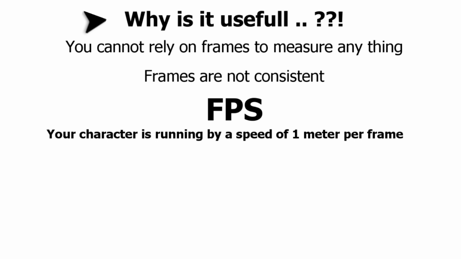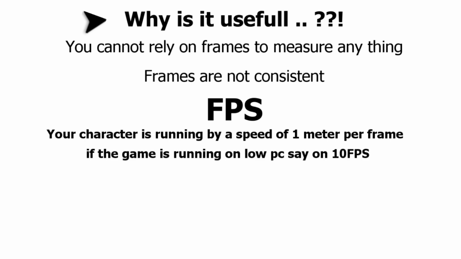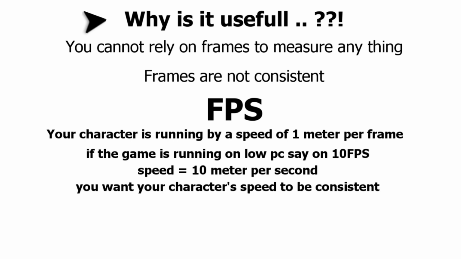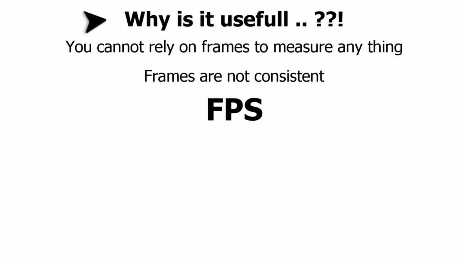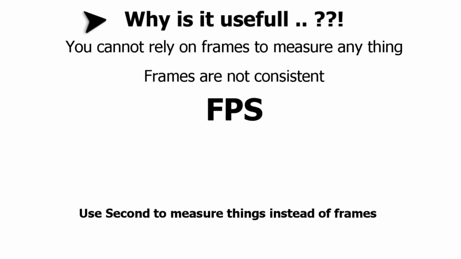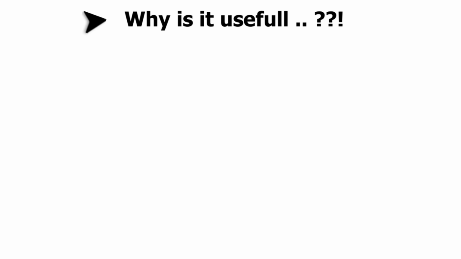Now let's imagine that your game is running on another PC, a low-end one, at say 10 FPS. The speed will be 10 meters per second, which is not fair at all. So you want your character's speed to be consistent over all the devices that run your game or application. So use seconds to measure things instead of frames.